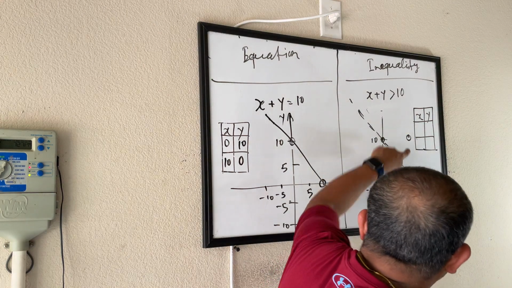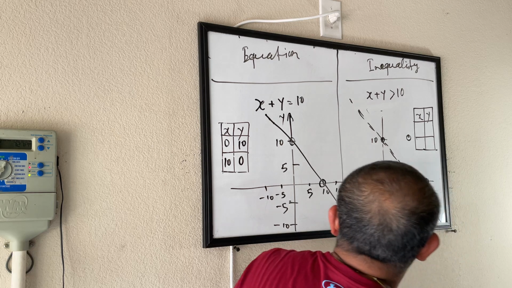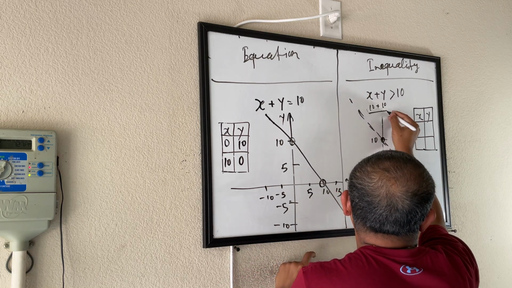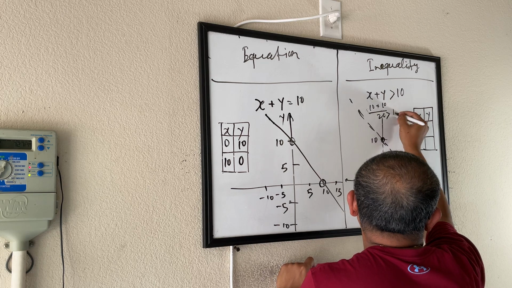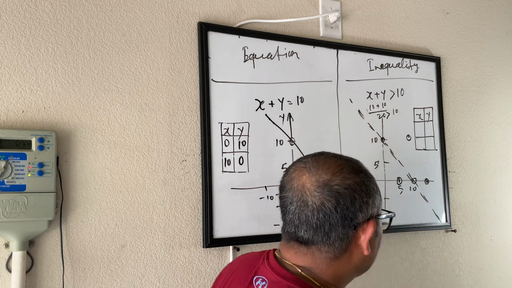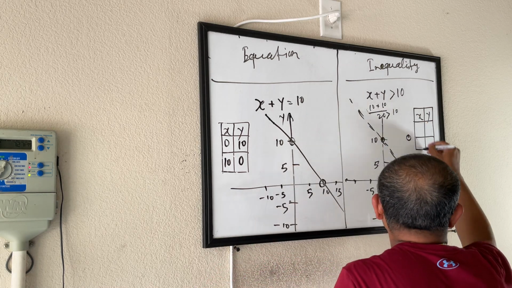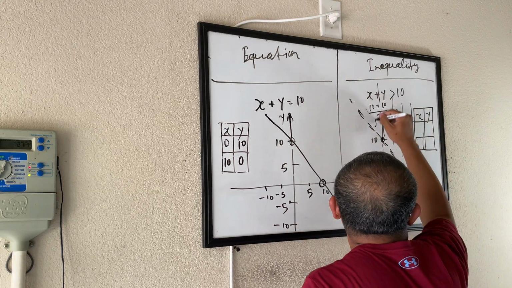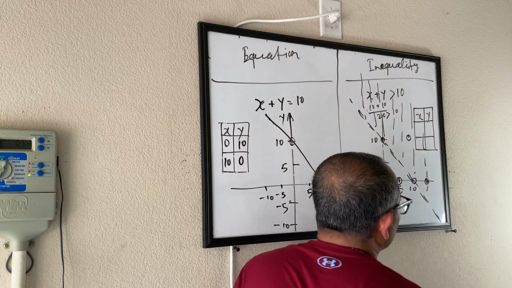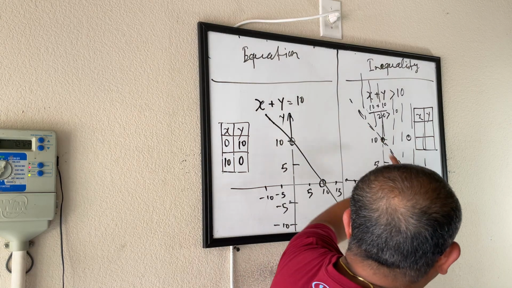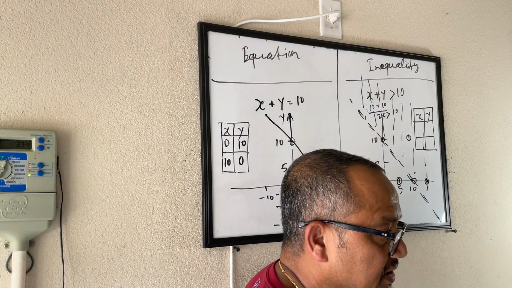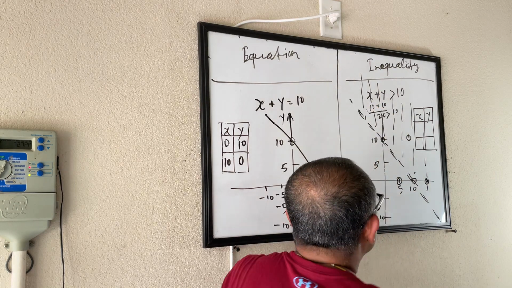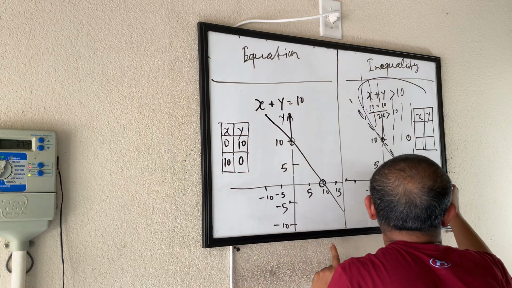Where x and y both are 10. Put x equal to 10 plus y equal to 10. Oh, this is 20. 20 is greater than 10. Yes, this is correct. That means when you look at a few points, you find that all the points above this line are actually satisfying this condition. So look at this whole thing.